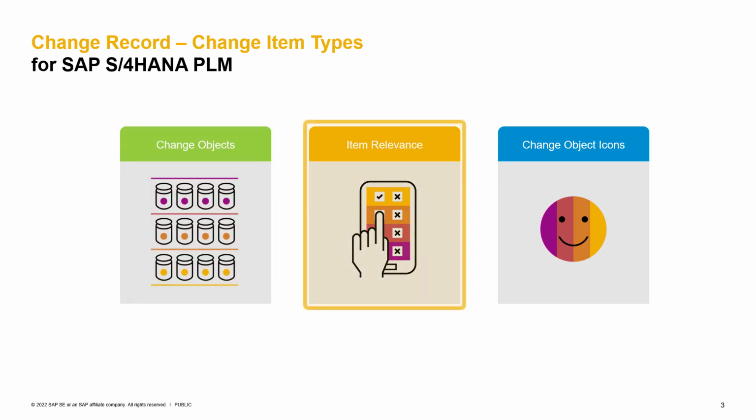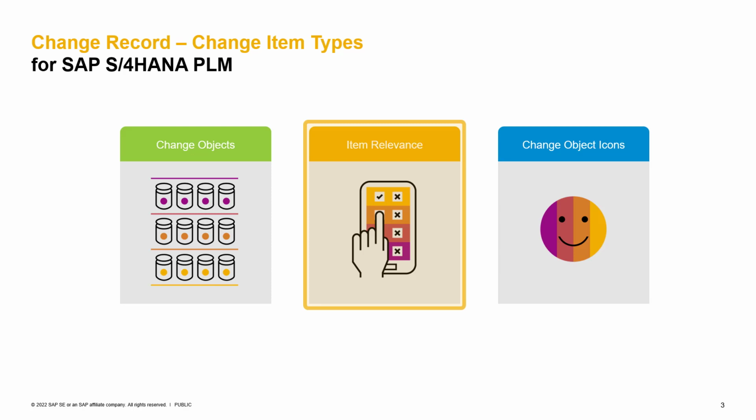Secondly, the item relevance needs to be defined. This relevance is a kind of action which needs to be executed during the change process. So for example, do you want to change, create, or delete the attached object? Do you want to create a new version of it? Or do you only want to add the change object as a reference to the change record?